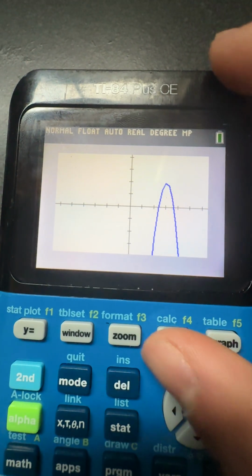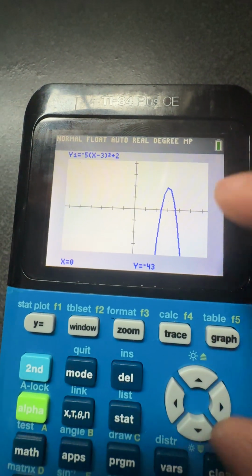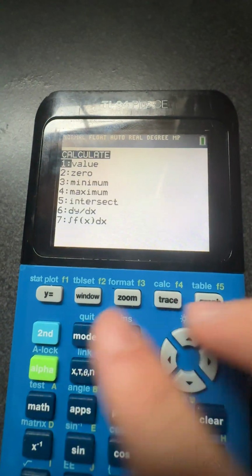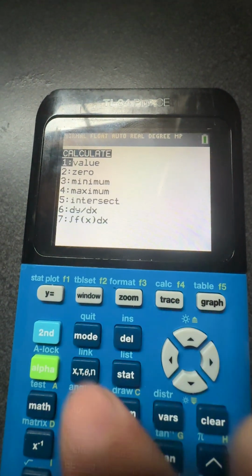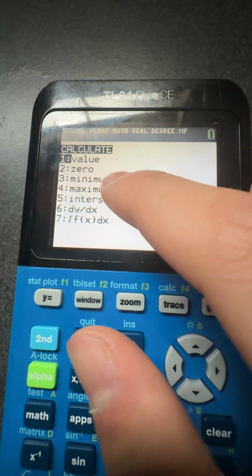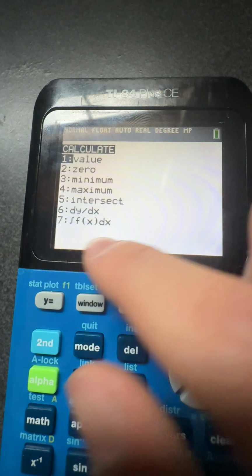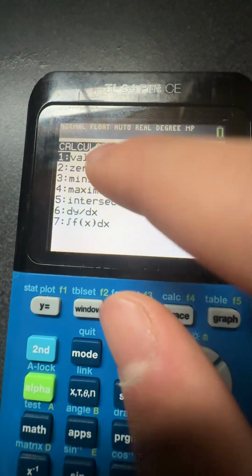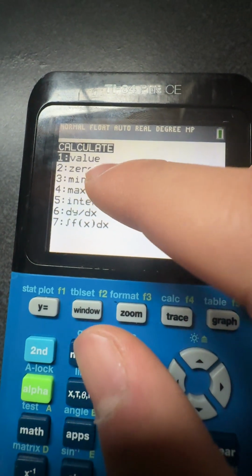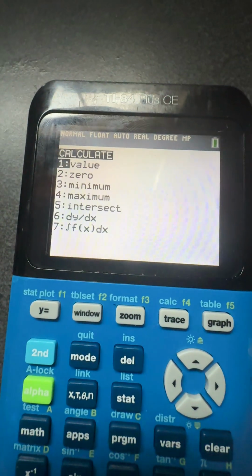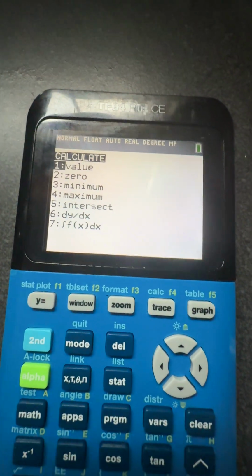Let's say if we want to find the vertex of something, hit the trace button right here, or second trace. You got the second trace, and you got these. So you got value, zero, minimum, maximum, intersect, other stuff. Zero is where you get your x-intercepts, and minimum, maximum. So we're going to find the max since we're looking for the top of the vertex.